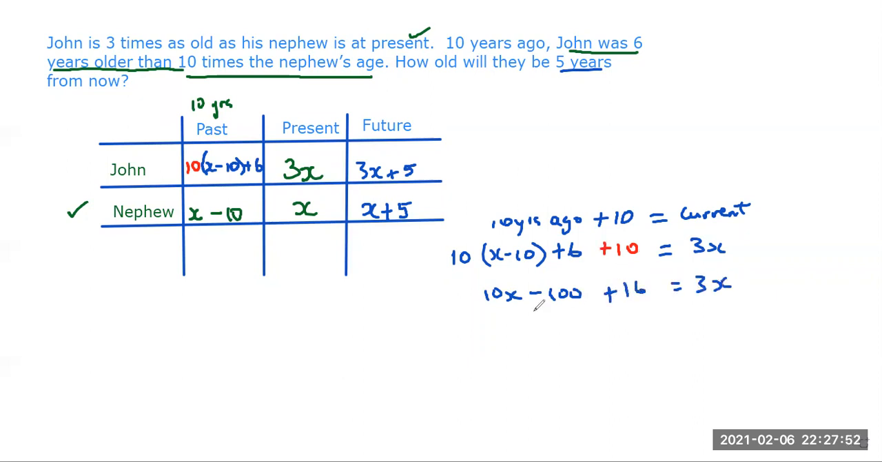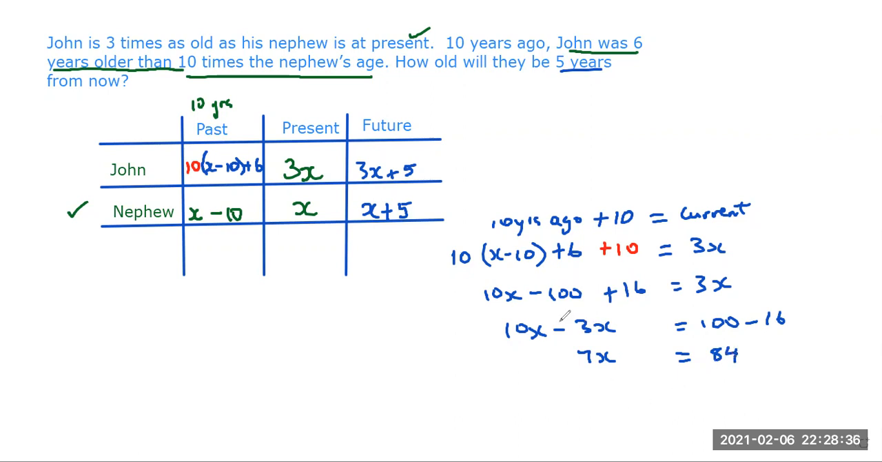Equals 3x. All right, I'm going to bring the x's together. So 10x minus 3x by subtracting 3x from both sides. Then add 100 and subtract 16 from both sides. It seems as if I transpose the minus 100 to a plus 100 and the plus 16 to a minus 16. This will give me 7x is equal to 100 minus 16, which gives me 84.